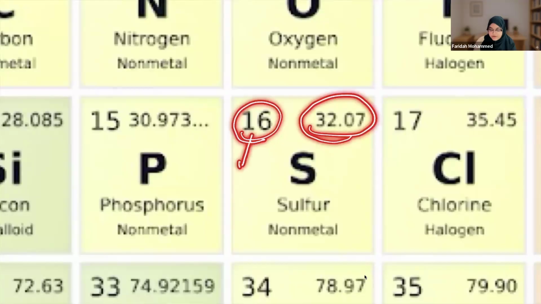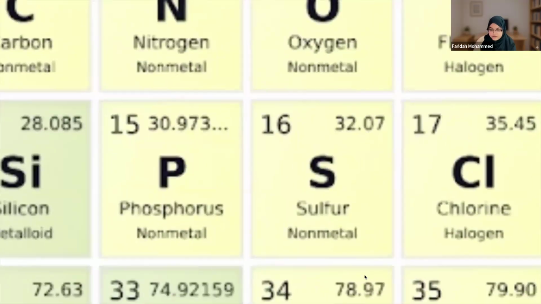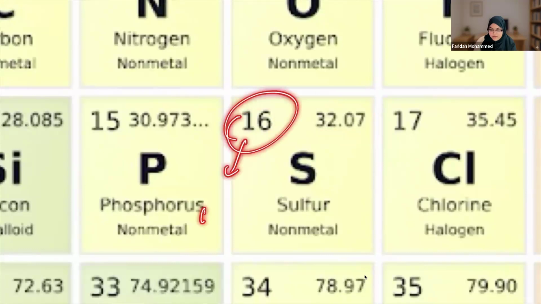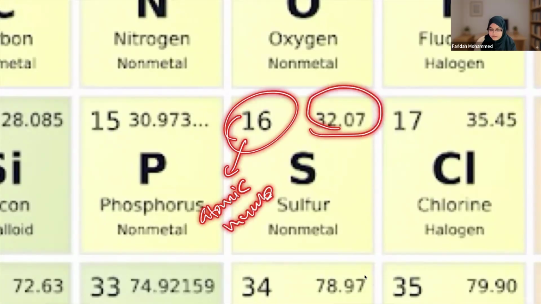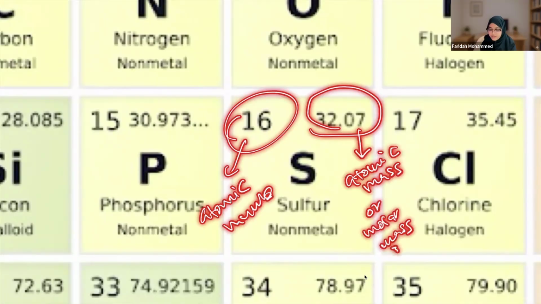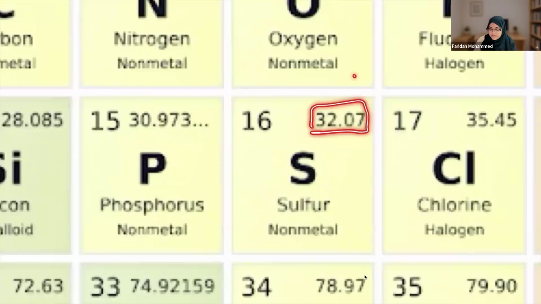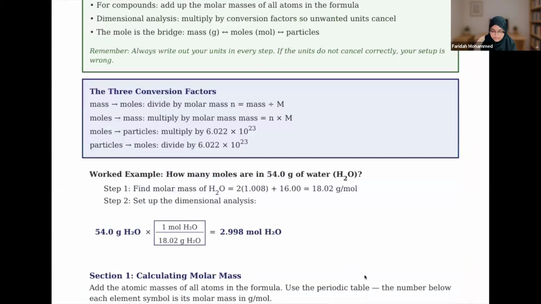The smaller number is known as atomic number. Please write it down. The bigger number is atomic mass, or sometimes you can also call it molar mass. In this class, we care about the atomic mass, that means the bigger number.